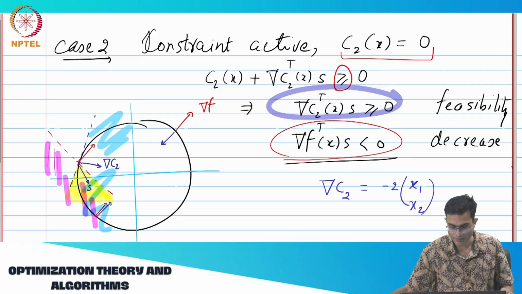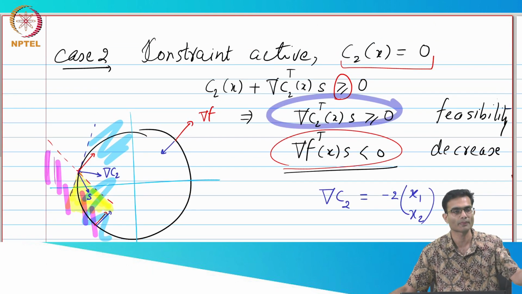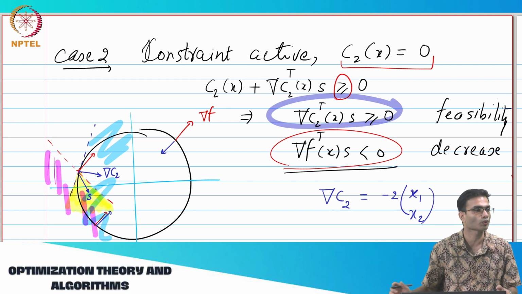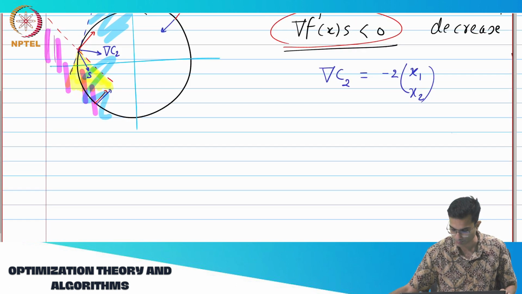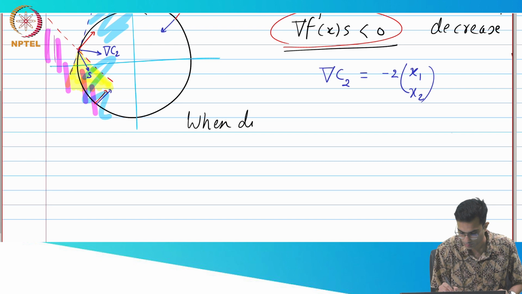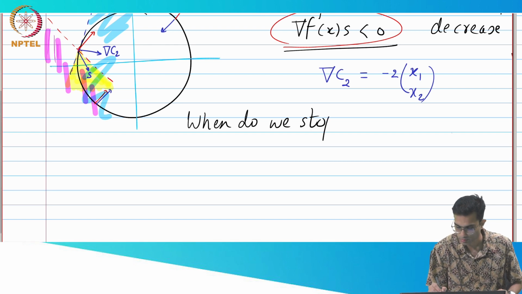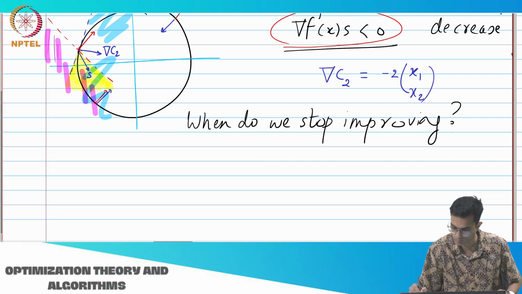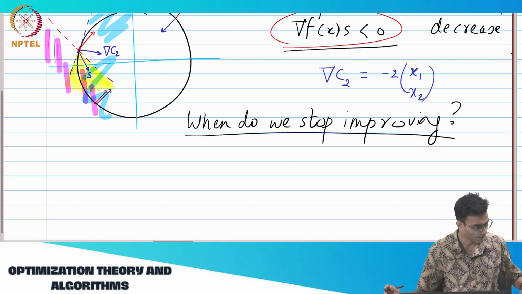So the question that we asked here is, how do I move to a better position? And finally, the second question that we want to ask is, when should I stop? Or when is there going to be no improvement possible? So that's the question that we'll start by asking today. When do we stop improving?